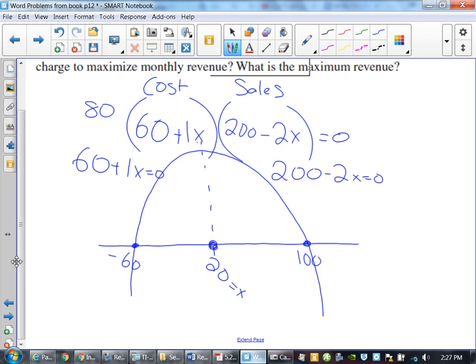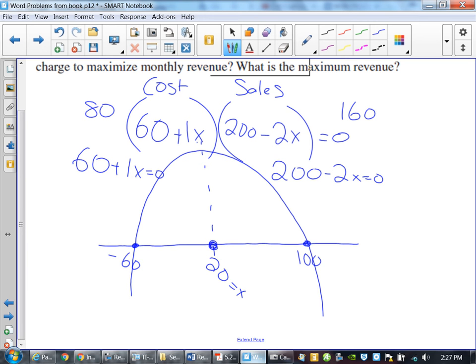So this 20 is how many times the price has been increased. If I increase my cost to $80, I should expect to sell 200 minus 40. I expect to sell 160 pairs of shoes. That's how many pairs of shoes I would sell because that's the multiplier. I multiply those two values together to give me my sales figure.